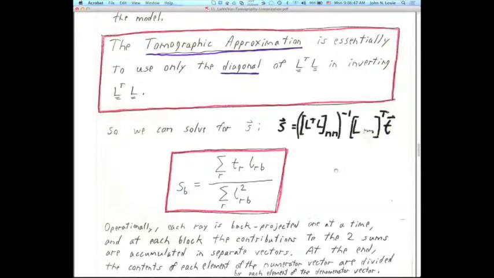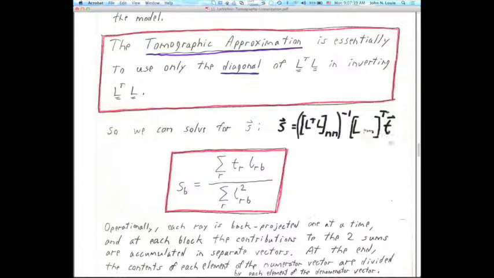All right. Basically, we can say that all the work of our inversion under this tomographic approximation is really done by essentially a dot product of the diagonal of L transpose L. Okay. It's done by the transpose of the L matrix, which is what this is. And its dot product with the column vector that is our times.